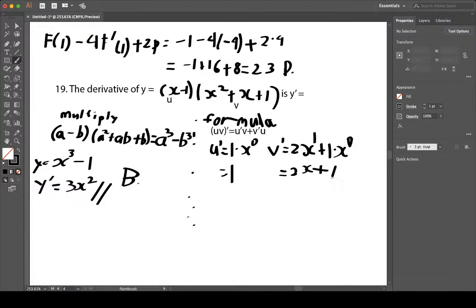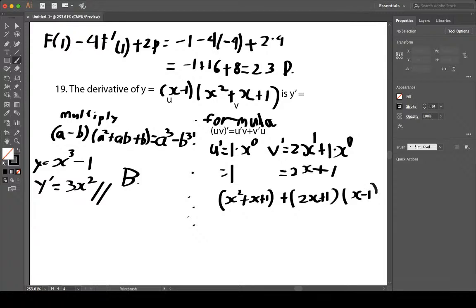And so with this, we can just plug it into our formula. When you put it inside our formula, you'll get u prime, that's 1, multiplied by v, in this case x squared plus x plus 1, added to the derivative of v, that's 2x plus 1, multiplied by u, which in this case would be x minus 1.